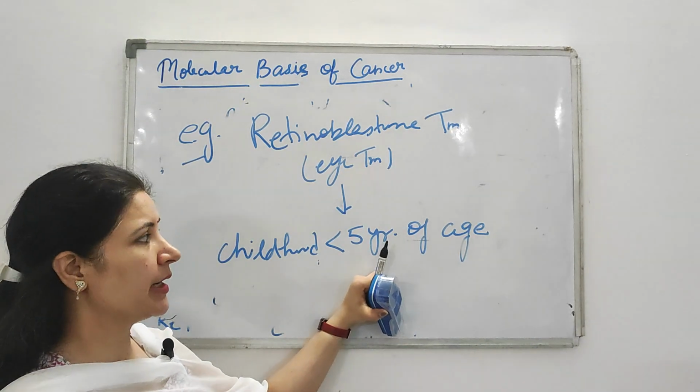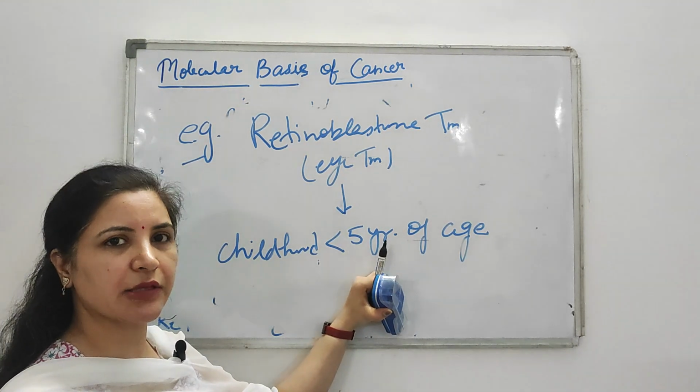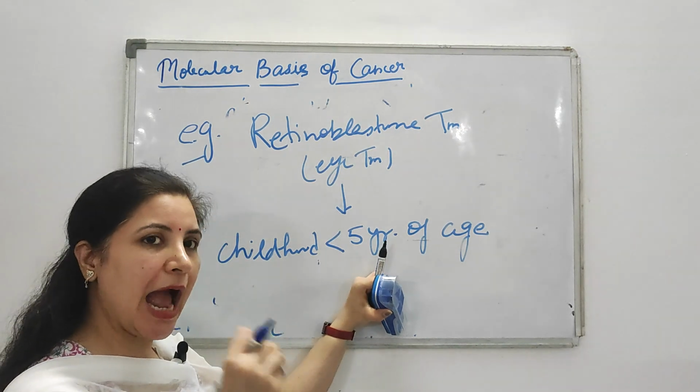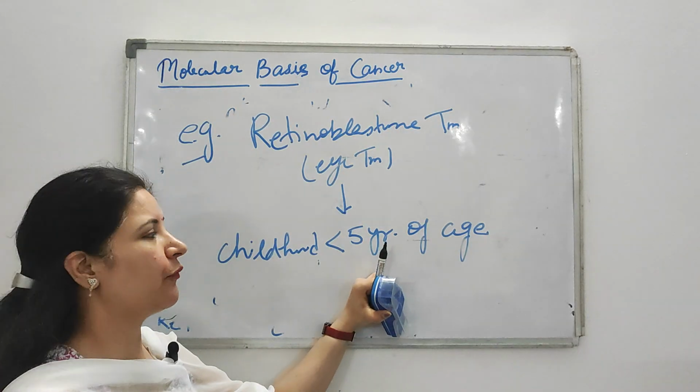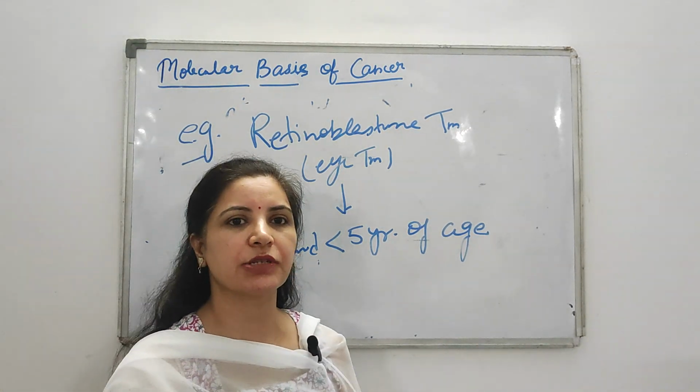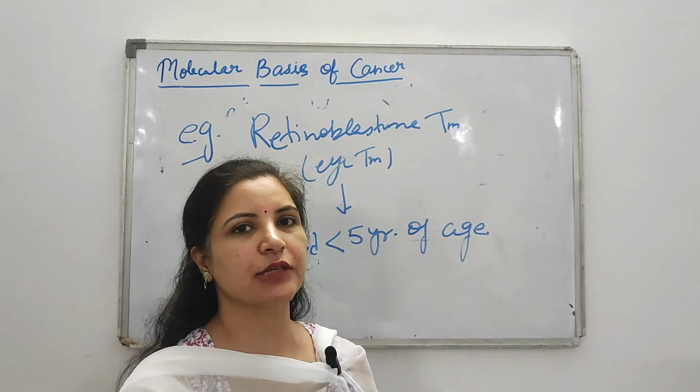So it is clear how the tumor suppressor gene, basically the RB gene, is associated with the development of cancer. So that's all for today's session. In the next session we will study the P53 gene and how it is associated with cancer.